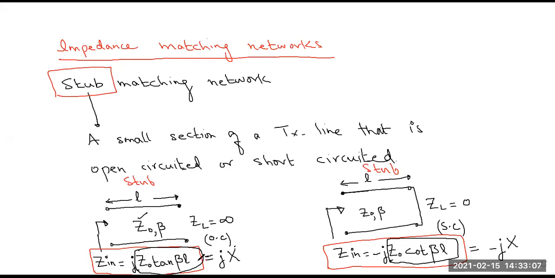So this z naught is fixed. Then we have a tangent function, and the tangent function value will depend on beta times L. Beta is the phase constant, so this is also a constant parameter. So the only thing that is going to change is the length. How much is the length of this stub? Depending upon how much length you have selected, this L will change. And as a result, tangent beta L will change and you will get a different value of X.